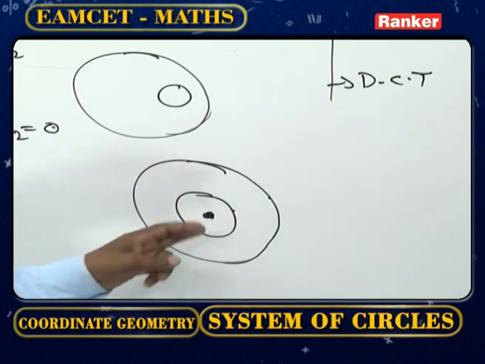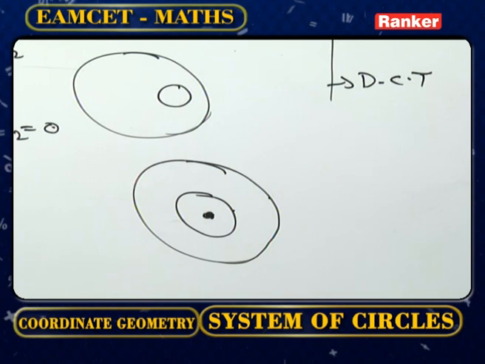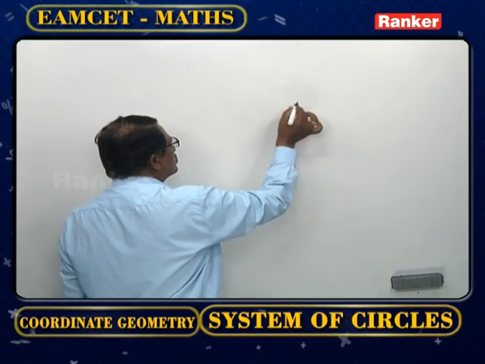Now the two circles are concentric circles. For these circles also, there are no common tangents.